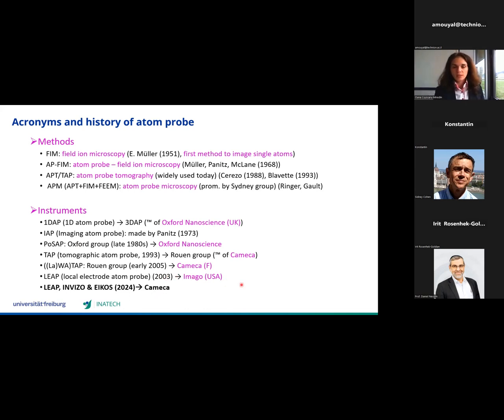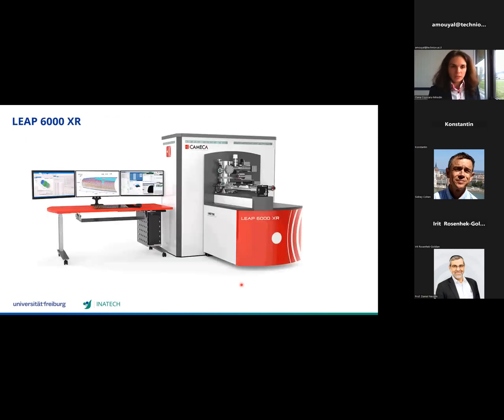So what is the status now? Basically, the French LAWATAP is not commercialized anymore. The Imago company had been bought by Ametek Cameca, and they decided to close the LAWATAP setup developed by the French group, and they only develop nowadays the LEAP systems, and other new systems appeared on the market by the same company, which are the Invizo and EIKOS. So this is what we have nowadays.